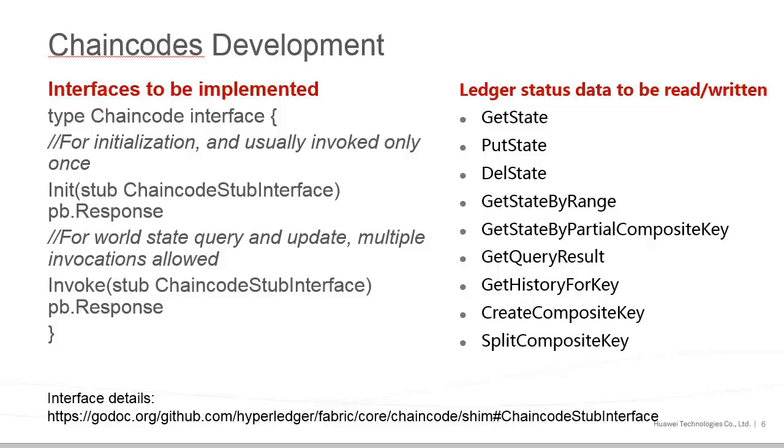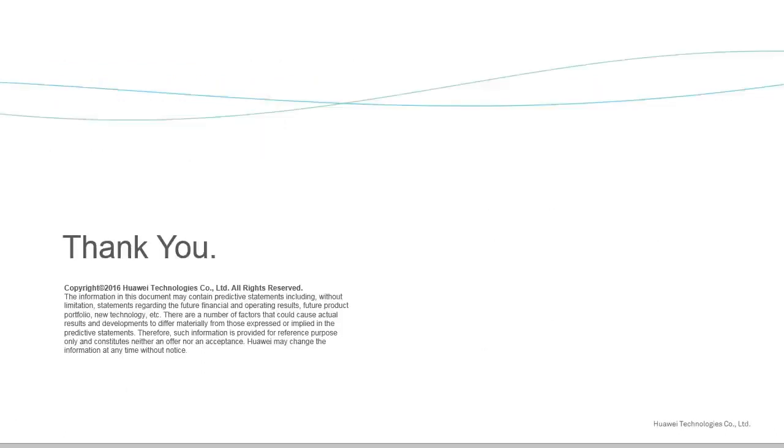Here are some standard operations on ledger data, including obtaining, updating, and deleting statuses, and complex query of statuses. You can find more details on this in the BCS API reference on the Huawei Cloud official website. We have provided a sample code for your reference. You can use code like this to implement chain codes.